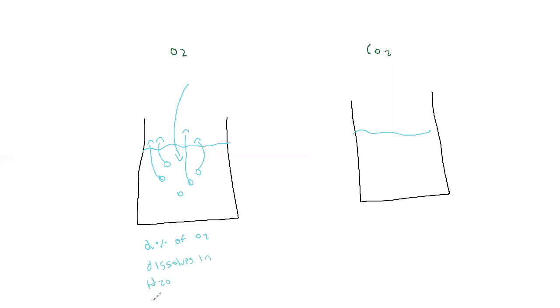Now, why is that? Well, water is a polar molecule. Oxygen is a nonpolar molecule. Because of that, they don't mix well. It's also why, if many of you have aquariums, it's important that you monitor the fish.